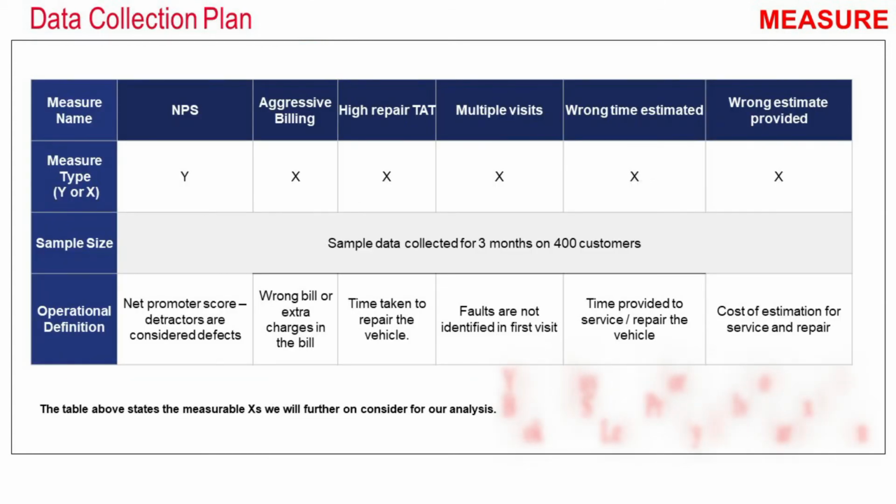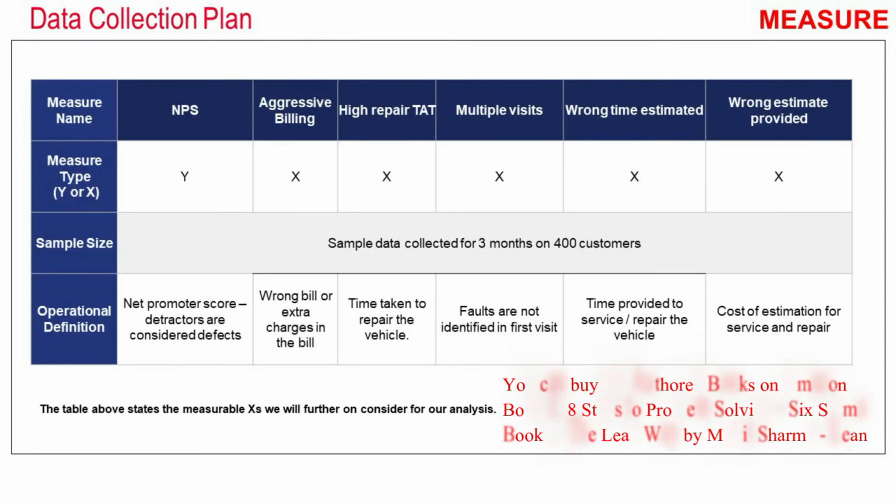The next thing that the team did was to create a data collection plan in which the project Y was NPS, and there were certain axes on which the data could be collected, like aggressive billing, high repair turnaround time, multiple visits, and wrong time estimations provided to the customer. On all these axes the data was collected, and post that an analysis was done. Detractor feedback was also collected from the NPS survey, and there were certain issues which were highlighted in that.